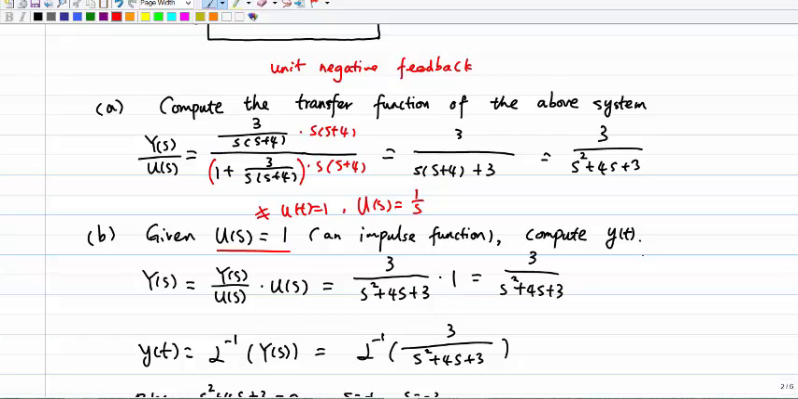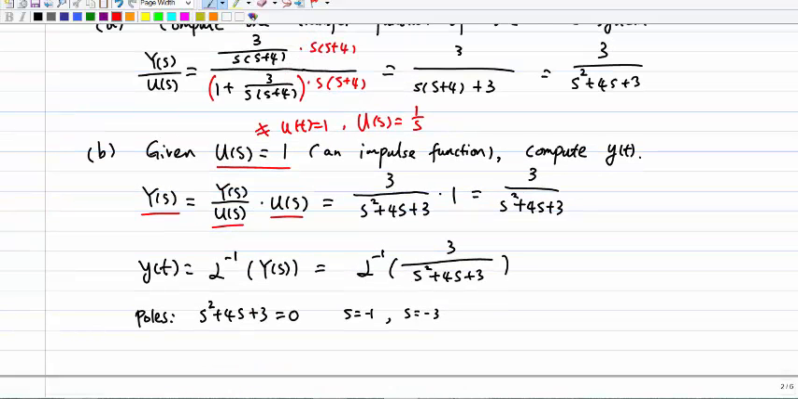To compute y(t), first compute the solution in the s domain. Y(s) is Y(s) divided by U(s), times U(s). This is the previous step, just the transfer function: 3 over s squared plus 4s plus 3 times the input. The input is 1, so I can just ignore it. So Y(s) is 3 divided by s squared plus 4s plus 3. Then I use the inverse Laplace transform to find the solution, which is the inverse Laplace transform of this component.